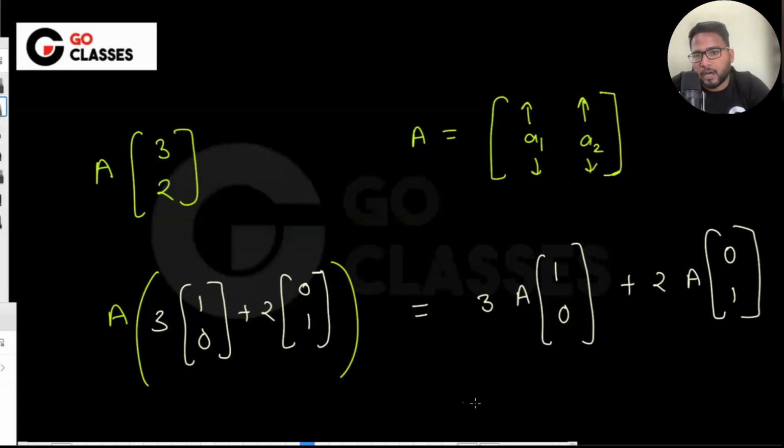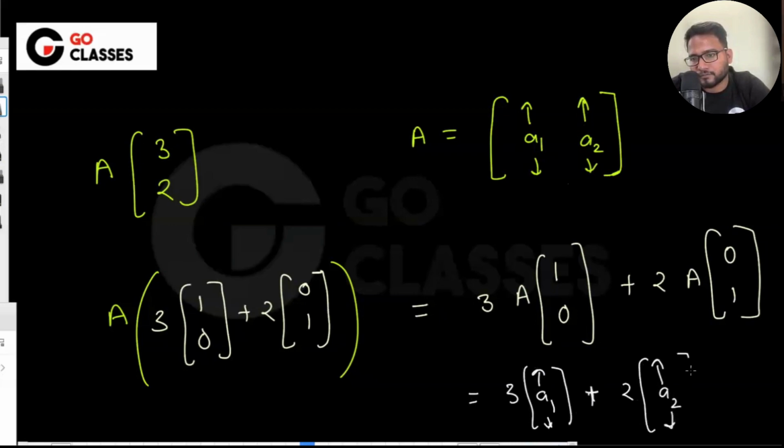Now you tell me what it will be. 3 into A1 plus 2 into A2, right? Is this fine to everyone? What I'm trying to say here is that if you multiply the matrix A with 3 2, you get 3 into A1. That's easy to check. The 3 into the first vector A1 and 2 into the second vector A2. Even if you don't write this in between, then also you will be getting it like this, right?